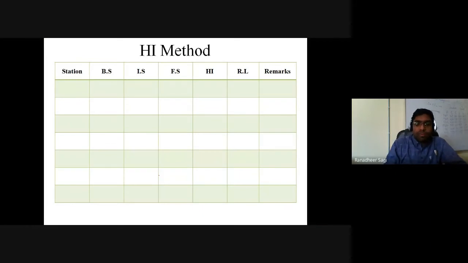Right, so this is the table we have for the height of instrument method. Let me represent the stations with A, B, C, D, E, F, and so on. The first reading is taken on the benchmark, and it is said that the benchmark data is 15. In the remarks I am writing that it is the benchmark point, and the RL value of the benchmark is 15.575 meters. And all the data, backsight data, intermediate sight data, foresight data, height of instrument, RL value, all of them are represented in meters.